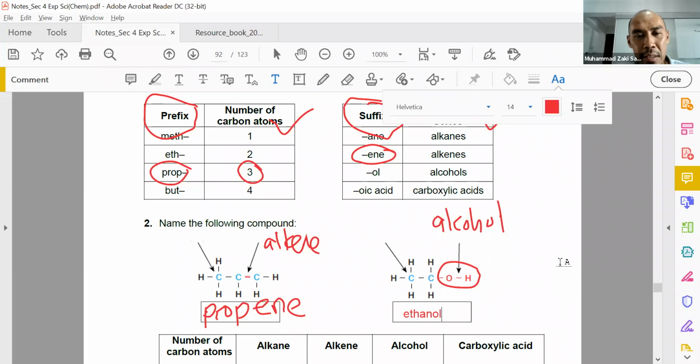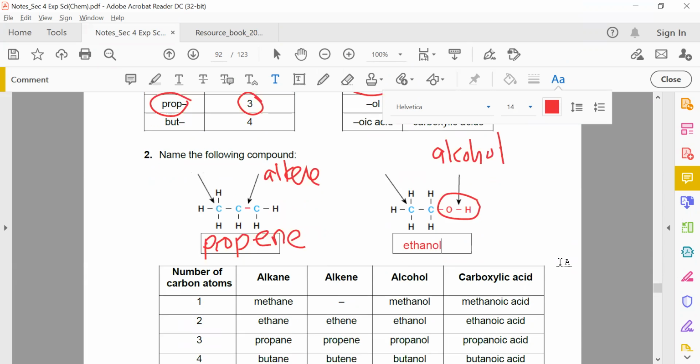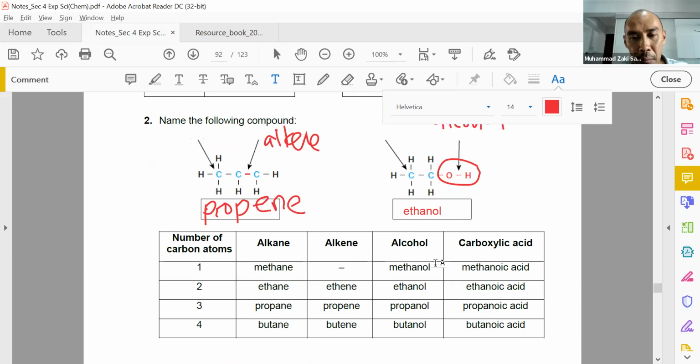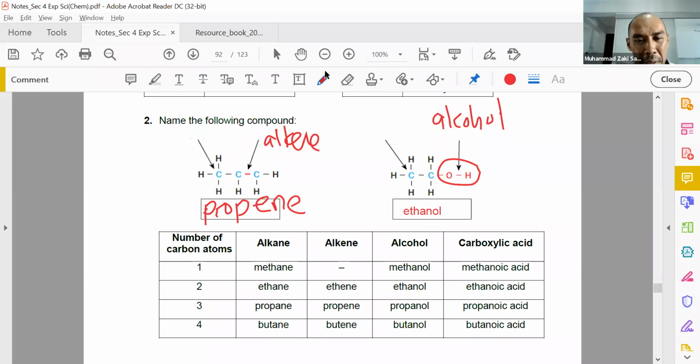These are examples of the names of different organic compounds. If you see alkane, with 1 carbon, methane, 2 carbon, ethane, 3 carbon, propane, 4 carbon, butane. Butane sounds familiar, right? Butane is fuel used for the camping gas. Methane is cooking gas, right? Cooking gas is a mixture of methane and butane, the one that you have at home.